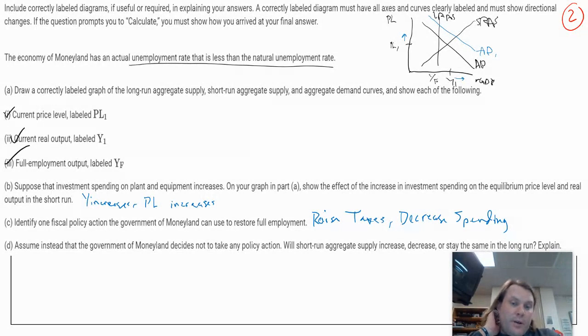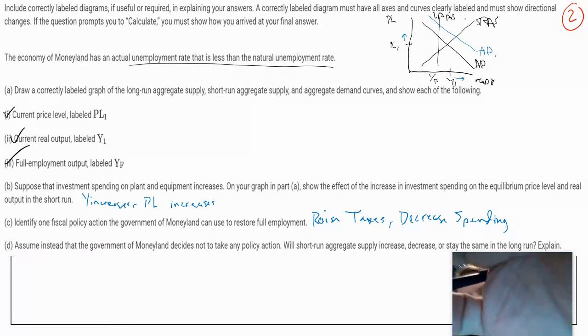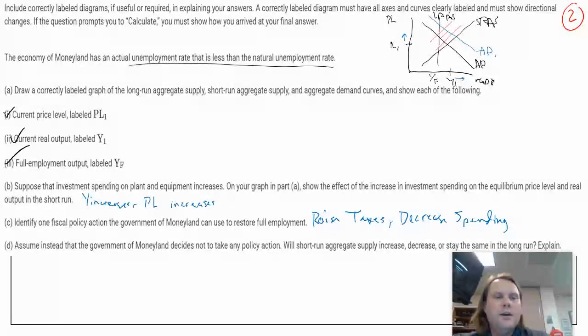Let's say we're not going to do anything, though. What's going to happen to our short run aggregate supply? Our aggregate supply is going to start moving back to the left. Eventually, a long time coming, it's going to get back over here. We don't need to draw that. It's going to decrease, shifting to the left, due to too high of wages.